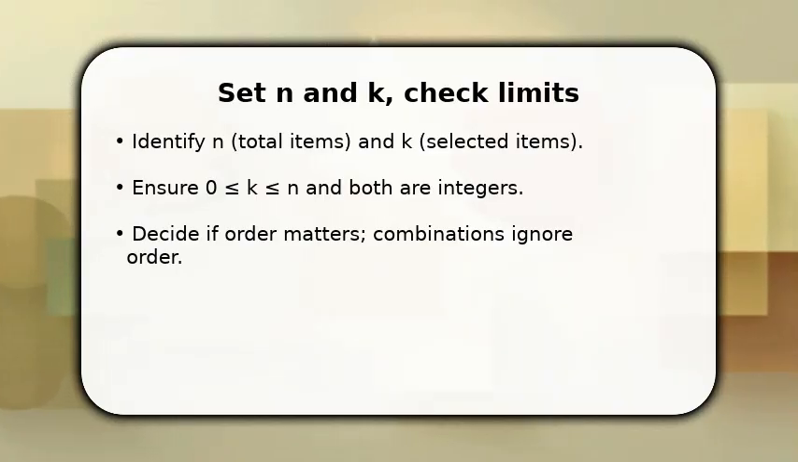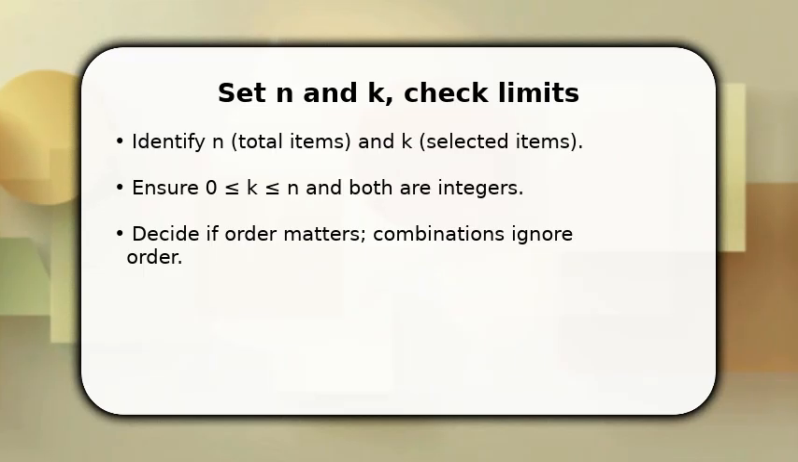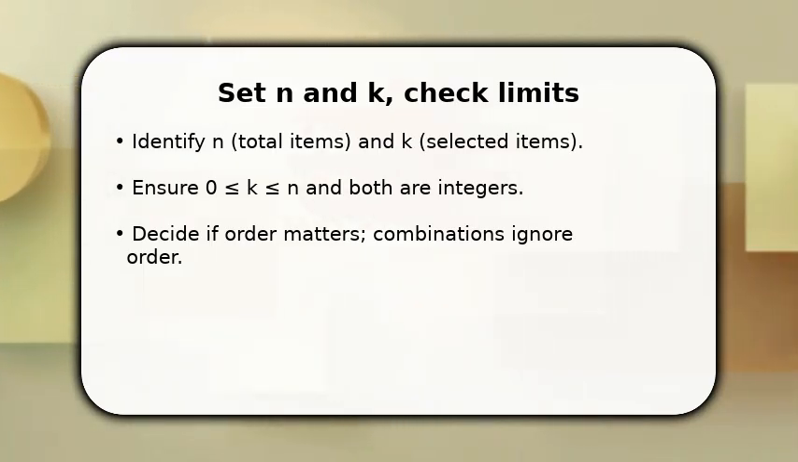You start by naming n and k clearly. N is the total pool, k is how many you pick. Once done, make sure both are integers and 0 ≤ k ≤ n, otherwise the combination is undefined. You will use the formula C(n, k) = n! / (k!(n−k)!), so note where factorials apply.